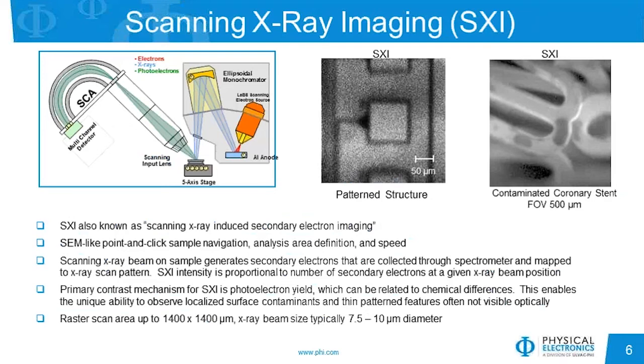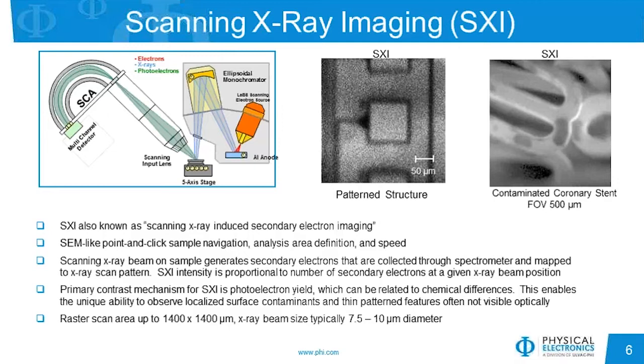And now, scanning X-ray imaging. As we scan our X-ray across the surface, we will actually be generating secondary electrons from the different points across the sample. And as these secondary electrons are generated, we can collect those through the exact same analyzer and detector that is used for our photoelectron analysis. SXI, as we call it here, scanning X-ray imaging, can also be known as scanning X-ray induced secondary electron imaging.